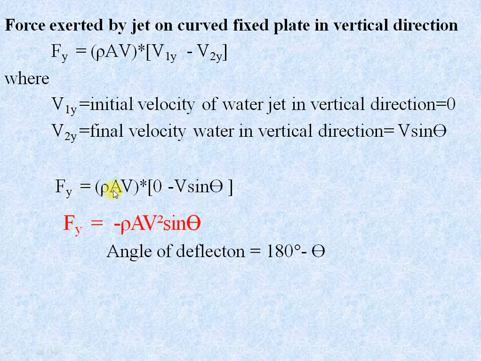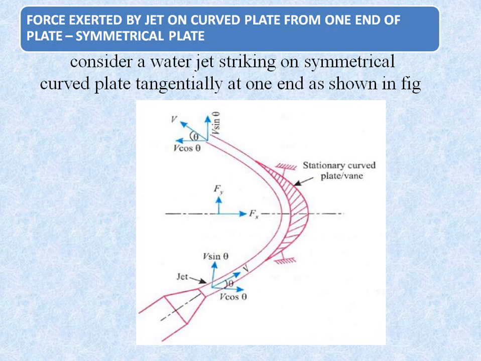So Fy is nothing but rho a v into (0 minus v sin theta), and the force we will get along the y direction is minus rho a v square sin theta, and we know that the angular deflection is 180 minus theta. So friends, the next condition is the force exerted by a jet on a curved plate from one tip of the symmetrical plate.